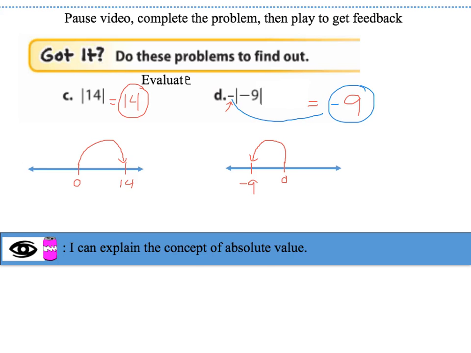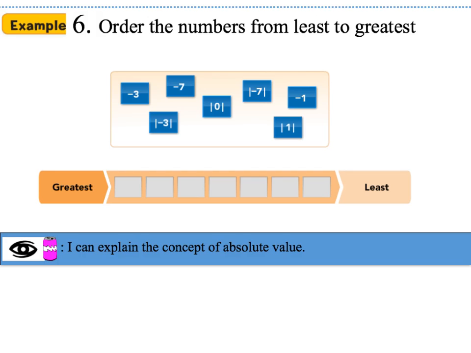So now that we've had some time to work on absolute value problems and opposite problems, let's look at example 6, and it says to order the numbers from least to greatest. Let's go ahead and change this last part of the problem. Let's cross it out. And instead of saying from least to greatest, let's say from greatest to least.